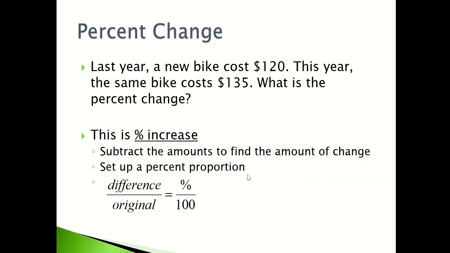You could also set up a percent proportion. So as a percent increase, we're going up, right? So that's the difference. The difference would be, again, 135 minus 120, we have a difference of 15. We're dividing that by the original amount, which is 120. And that equals the percent, which we're trying to find. I'll put P for percent.